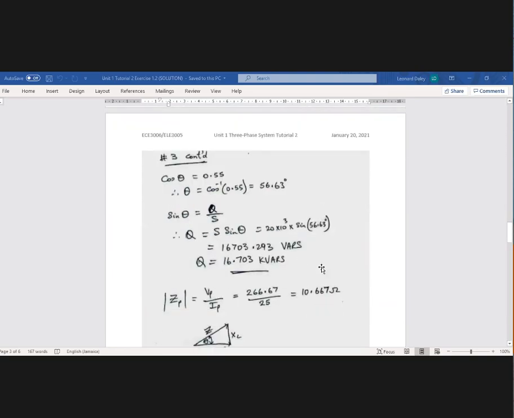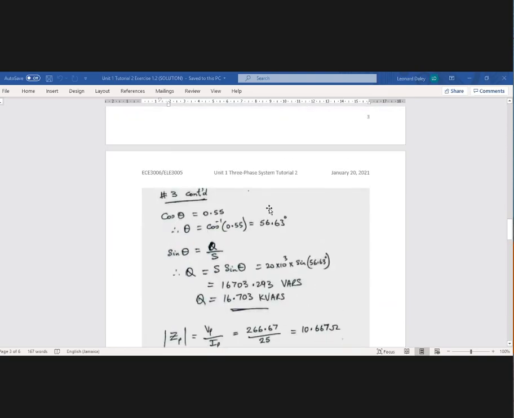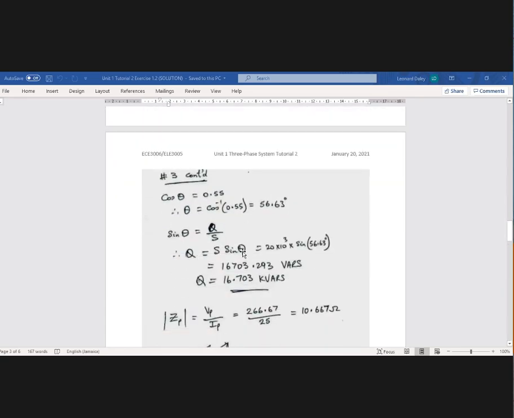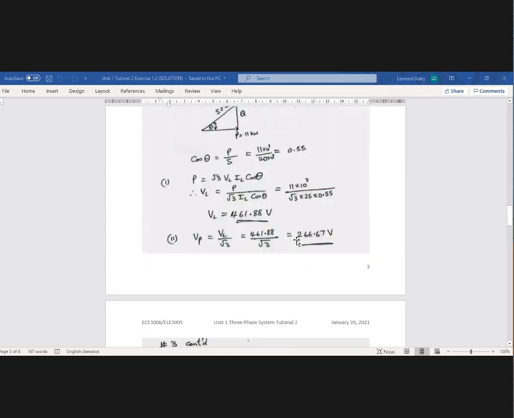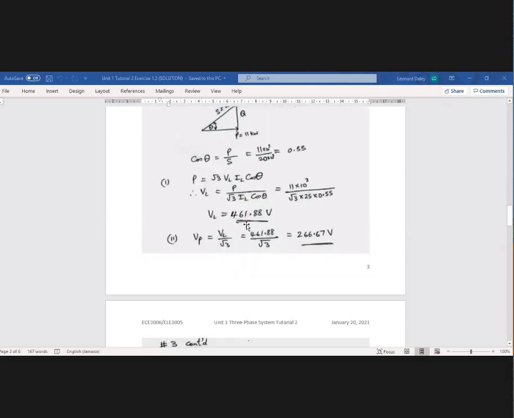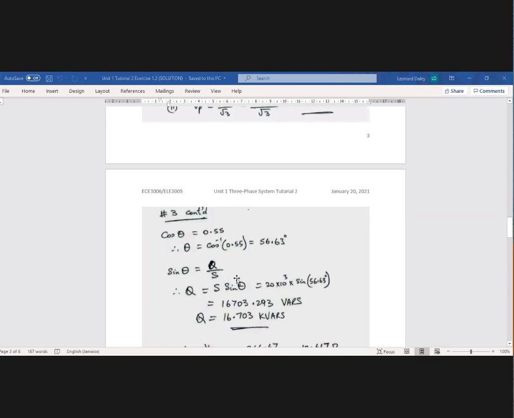All right. We can use the power triangle again to work out what the reactive power is. Q is equal to S sine theta. Look at the triangle. So sine theta would be Q over S. So Q then would be equal to S sine theta.